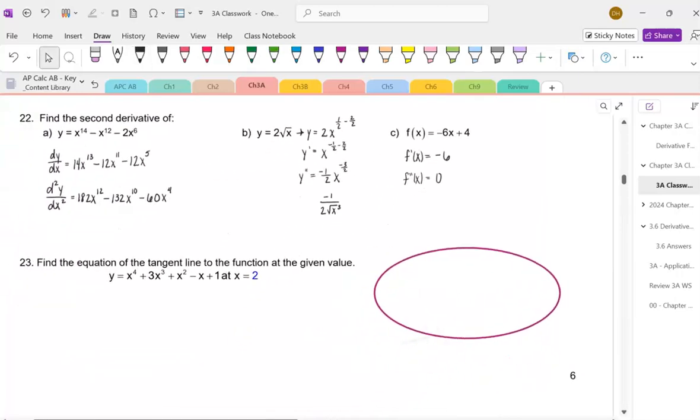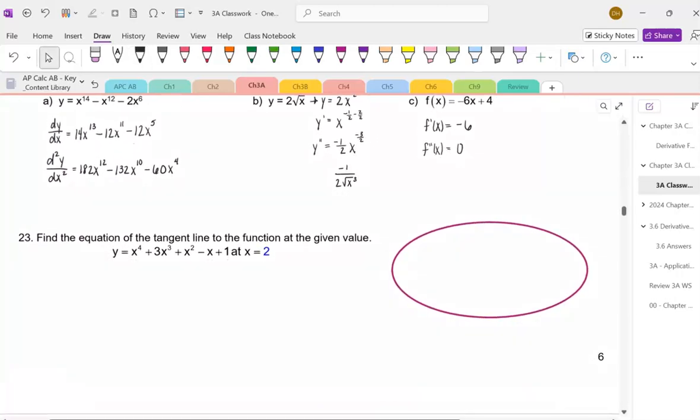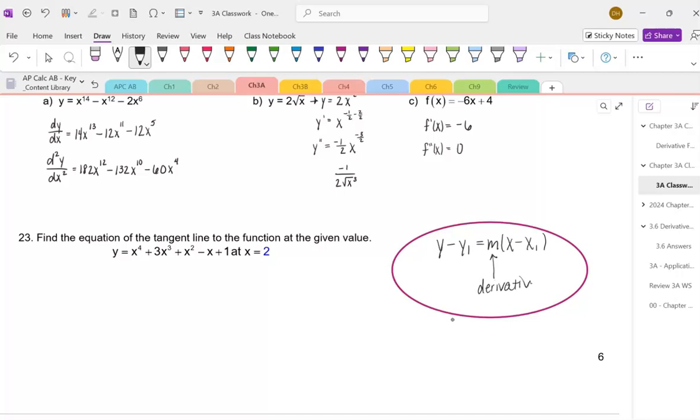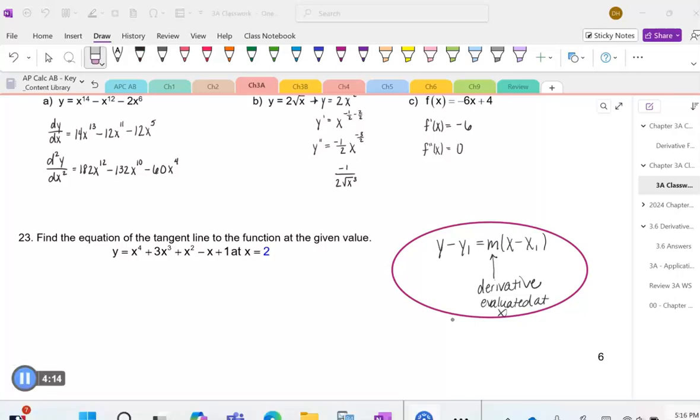For this next question, it says, find the equation of the tangent line to the function at the given value. Now, in chapter 2, at the very end of chapter 2, we were finding the equation of tangent lines, except that we didn't have the shortcut that we have now. So we're still going to use y minus y1 equals m times x minus x1, except for now, you get to actually take a derivative and then evaluate it at whatever x is.